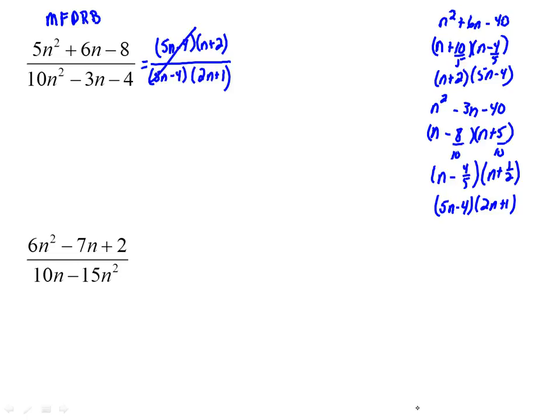All right, and then the 5n minus 4s will cancel out to 1, leaving us with n plus 2 over 2n plus 1.